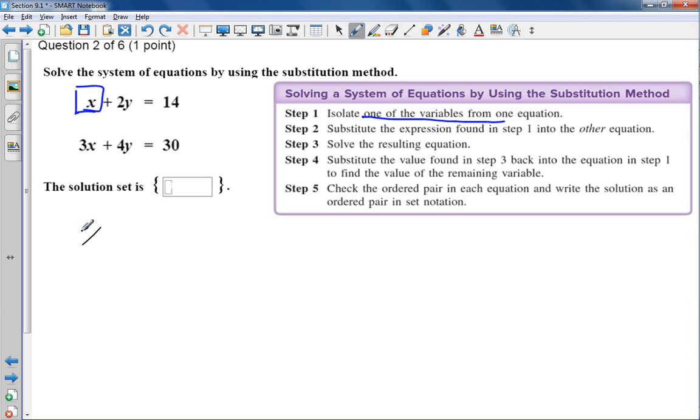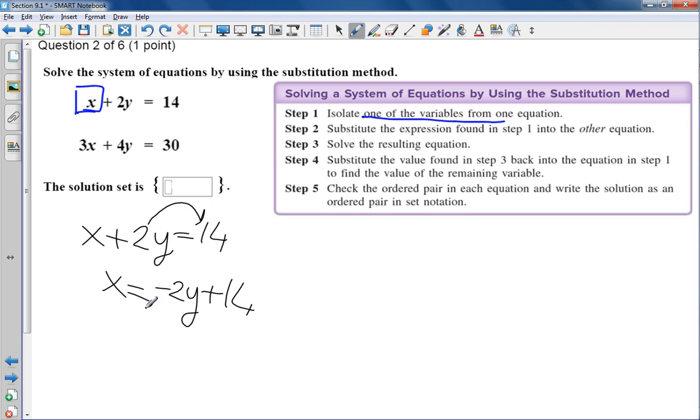Take that equation and isolate x. Isolating x means everything besides x must travel to the other side. So I need to send 2y to the other side as, can I just take a shortcut and say it? What is it? Minus 2y and positive 14. Just move this guy to this side. Flip sign. Flip sign. Okay?